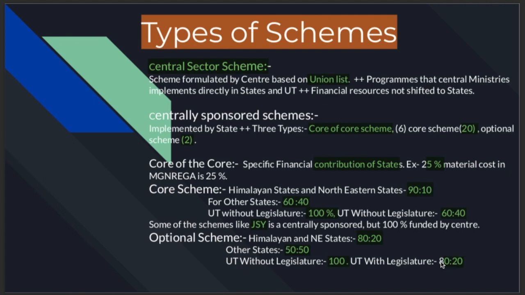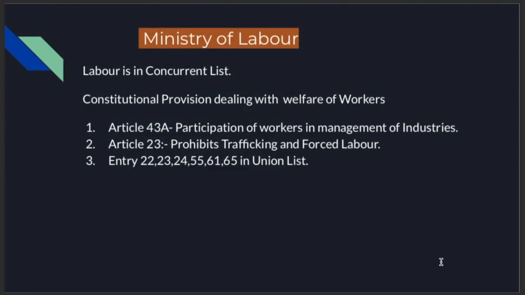Now, coming to the important thing, the schemes of the Ministry of Labour. First of all, you have to understand that labour is in the Concurrent List. Therefore, both the center and the state can make laws, and therefore we have 44 different central and state laws regulating the affairs related to labour management.